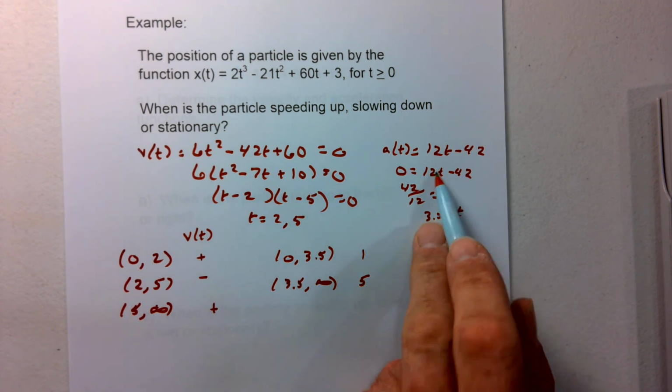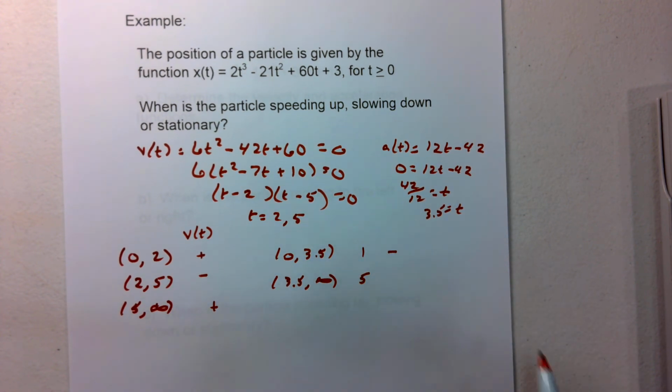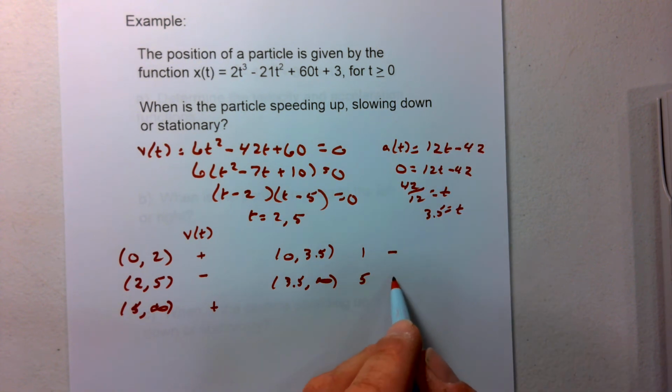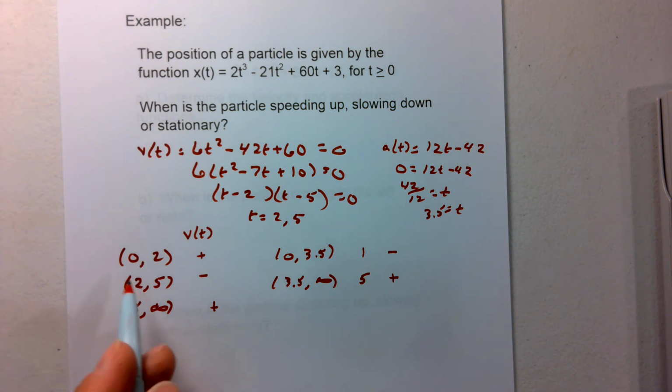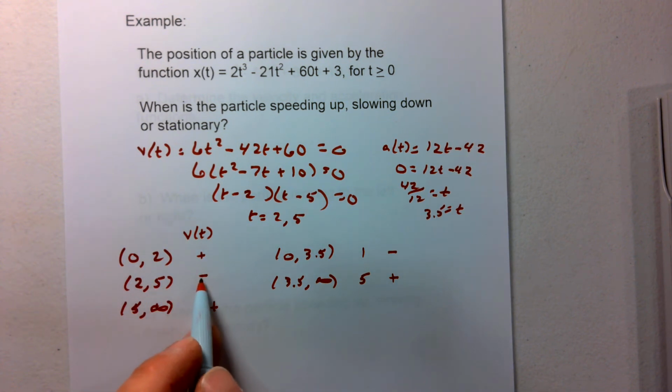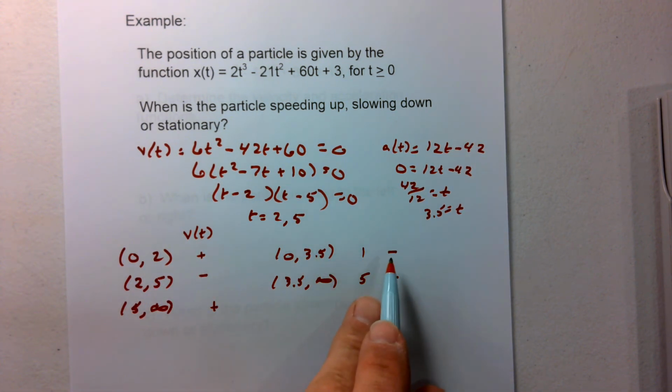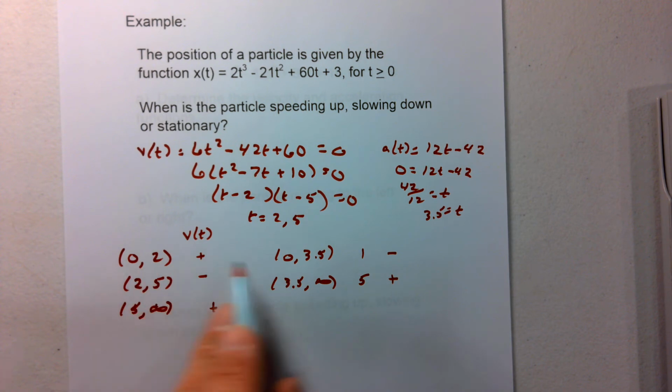If I plug that in, I have a negative. If I plug in 5, I end up with a positive. So for a particle to be speeding up, our velocity and our acceleration have to be going in the same direction. So they have to be positive, positive, or negative, negative. So if we look here, from 0 to 3.5, we're at negative for our acceleration.